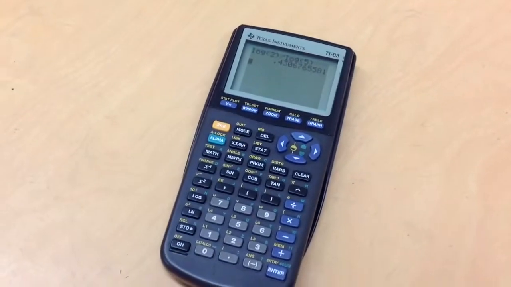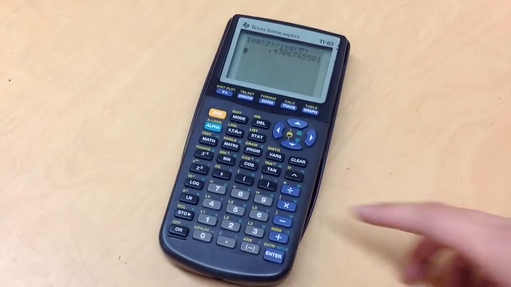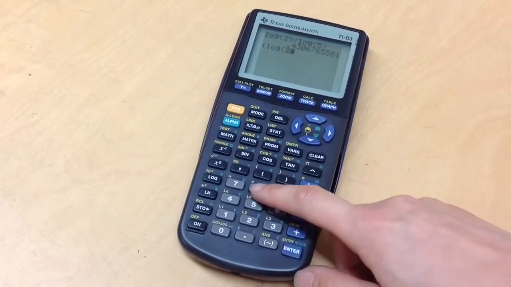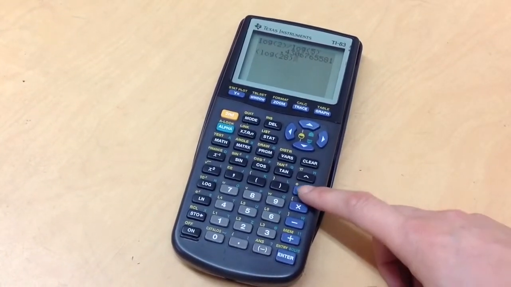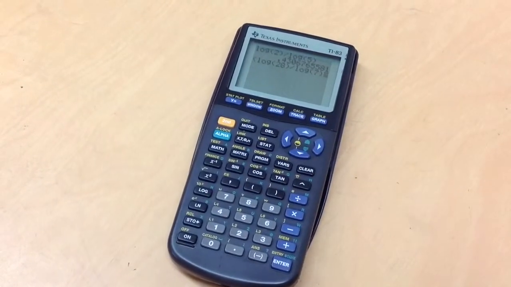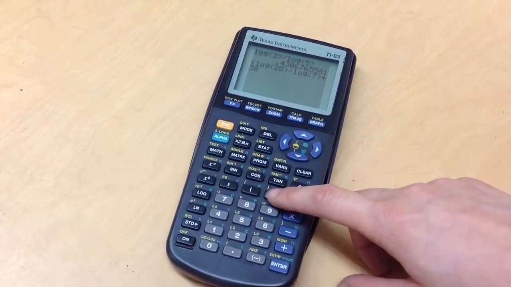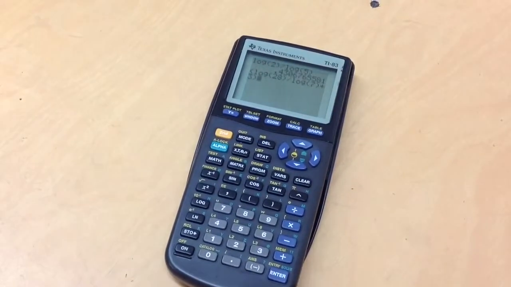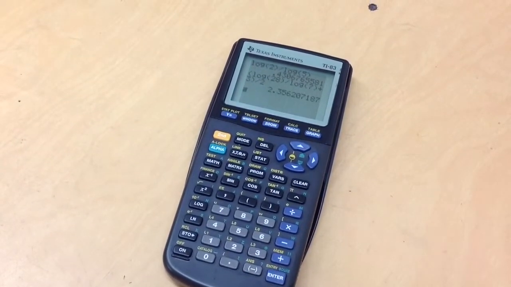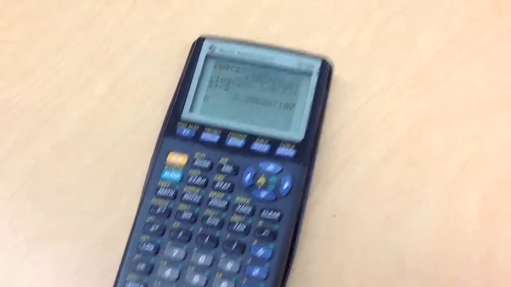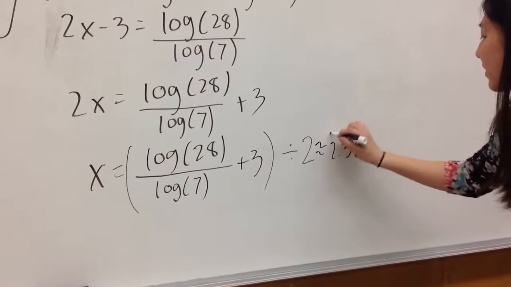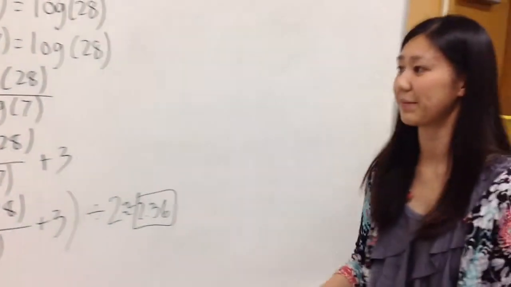So we're going to type that whole thing into the calculator. We do need parentheses just like how I put it in. So it's going to be log of 28, and your parentheses, divided by log of 7, again, and your parentheses there, plus 3, and your total parentheses, because you had the first one from there, and now you divide the whole thing by 2. Okay, so we got about 2.36. That's our answer. Remember, again, we don't need to check these types of problems.